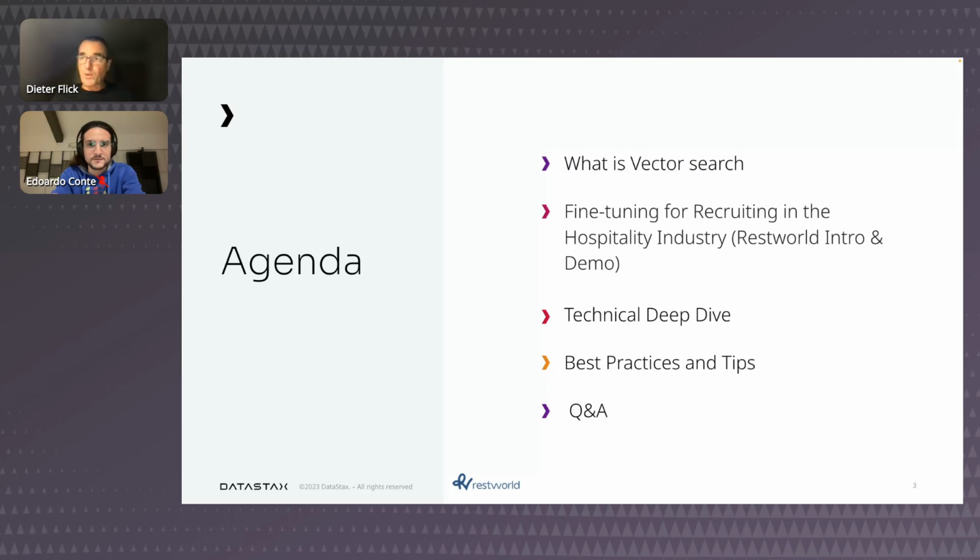Then we are super keen to understand how Restworld leverages vector search in order to improve the matching algorithm that ensures that there is a perfect match between employer and employee. So this is within the technical deep dive. Restworld is in production with that solution, and it was a journey. And in a journey, it's about learnings, and Edoardo will tell about the learnings today. So it is about best practices and tips. And at the end, we will have a Q&A session.